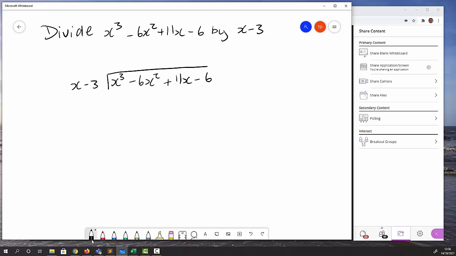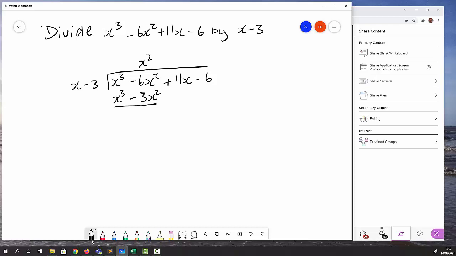Okay, now what we're going to do is we want to know, what do I have to do to x to make x cubed? And the answer is obviously multiply by x squared. So I'm going to multiply x minus 3 by x squared, which will give me x cubed minus 3x squared. And this is going to give me an x squared, so I'll put it there. And then I'm going to subtract this term from this term. So x cubed minus x cubed obviously is nothing. Minus 6x squared minus 3x squared.